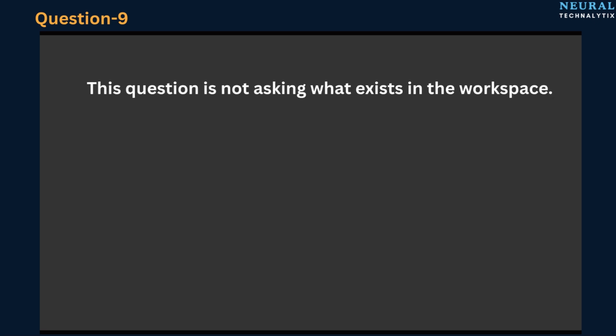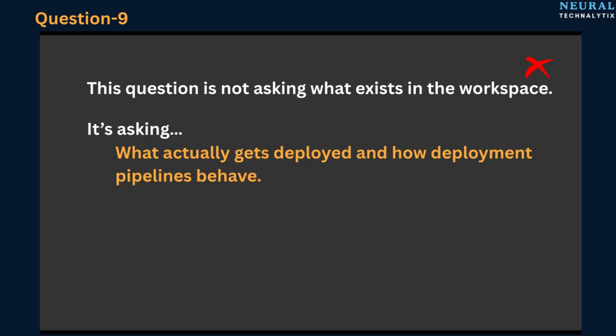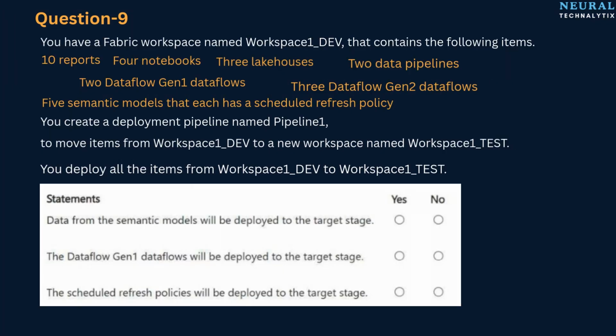Now pause here. This question is not asking what exists in the workspace, it's asking what actually gets deployed and how deployment pipelines behave. That's the key. Now let's read the statements. For each one, we must answer yes or no.